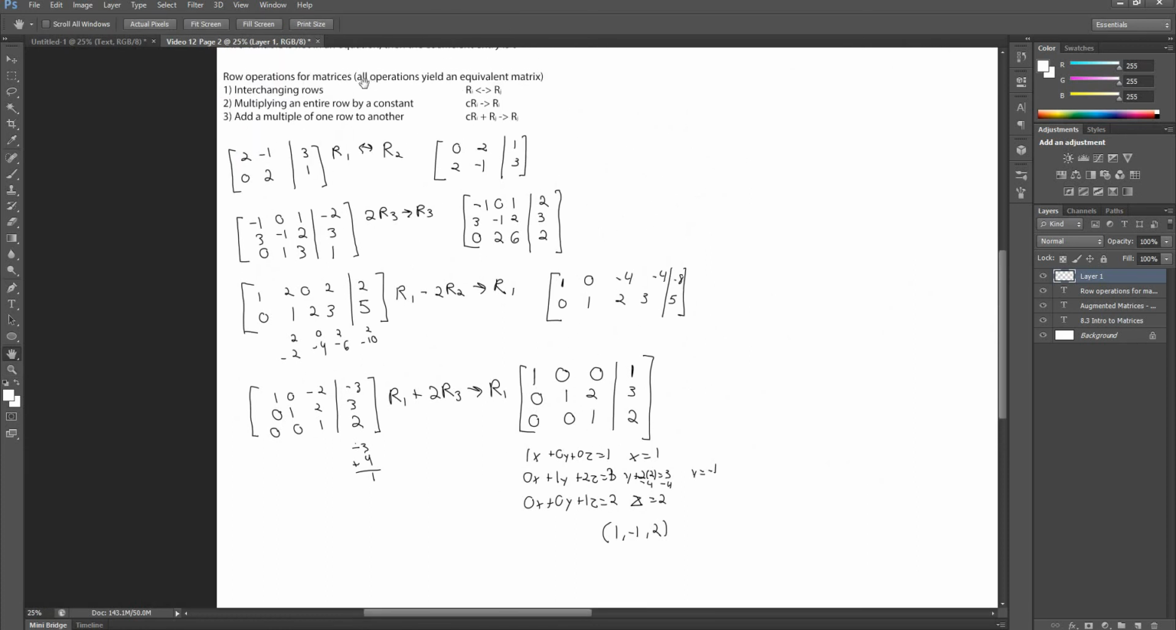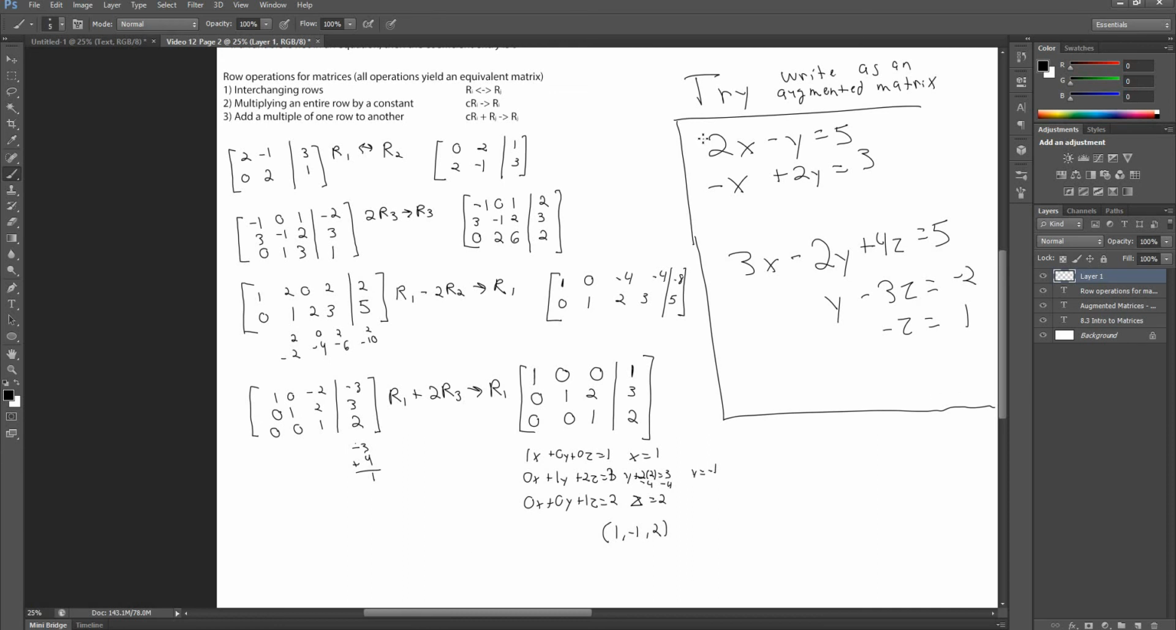So again, the basic operations are we can just change 2 rows. We can multiply an entire row by a constant. We can add a multiple of one row to another. And those are our 3 basic operations that we can always use on matrices. So for just a slight activity, just try writing these 2 systems as augmented matrices. That's all I'm asking for.